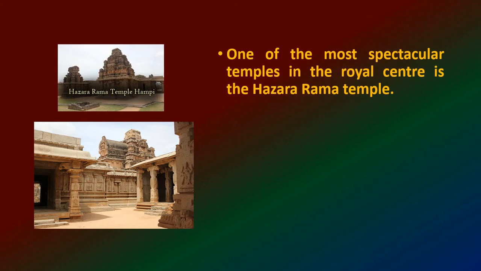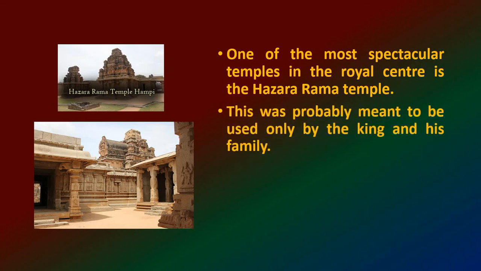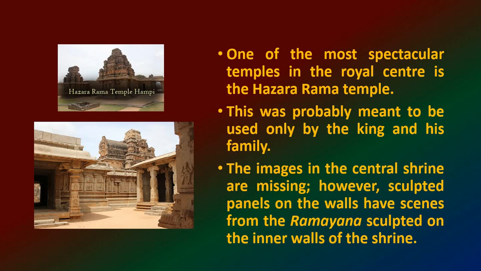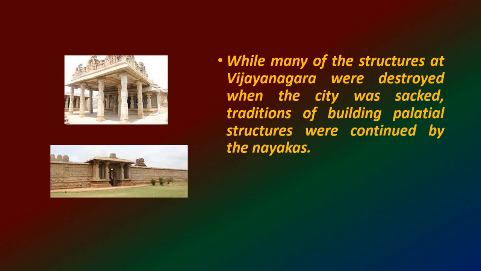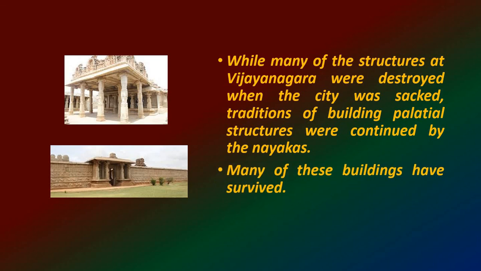One of the most spectacular temples in the royal centre is the Hazara Rama temple. This was probably meant to be used only by the king and his family. The images in the central shrine are missing. However, sculptured panels on the walls have scenes from the Ramayana sculpted on the inner walls of the shrine. While many of these structures at Vijayanagara were destroyed when the city was sacked, traditions of building palatial structures were continued by the Nayakas. Many of these buildings have survived.